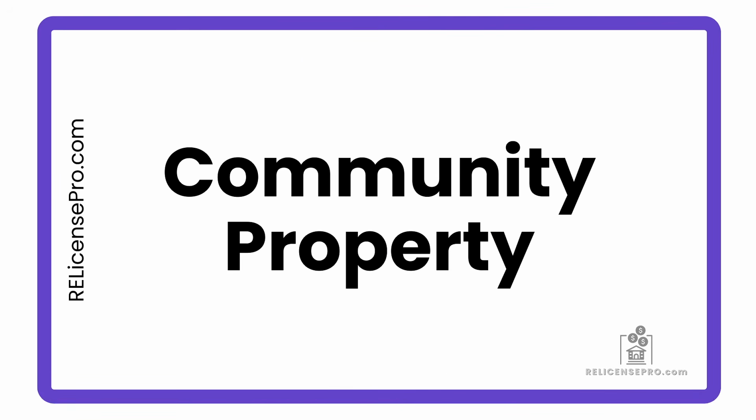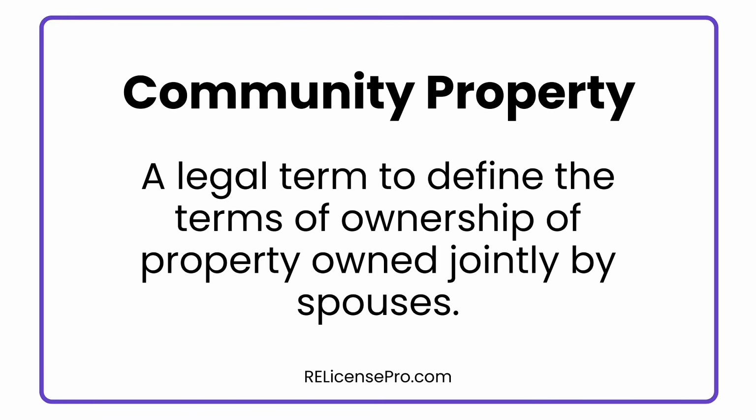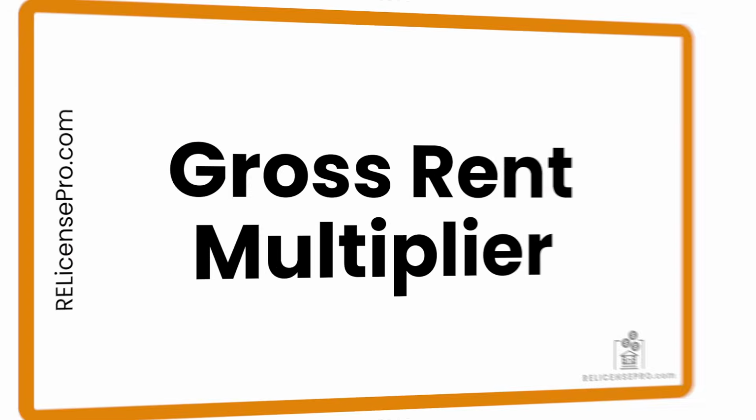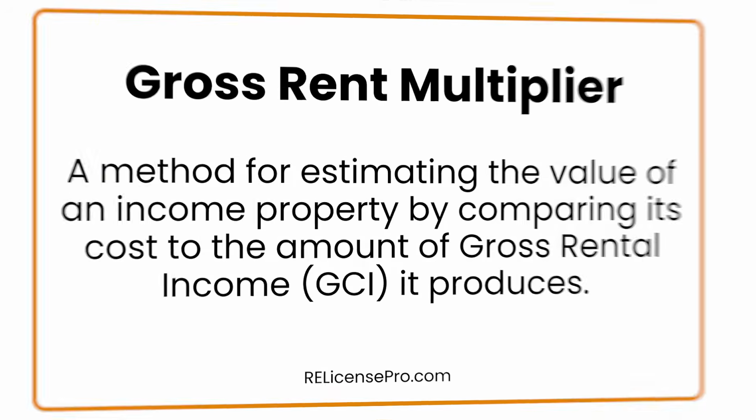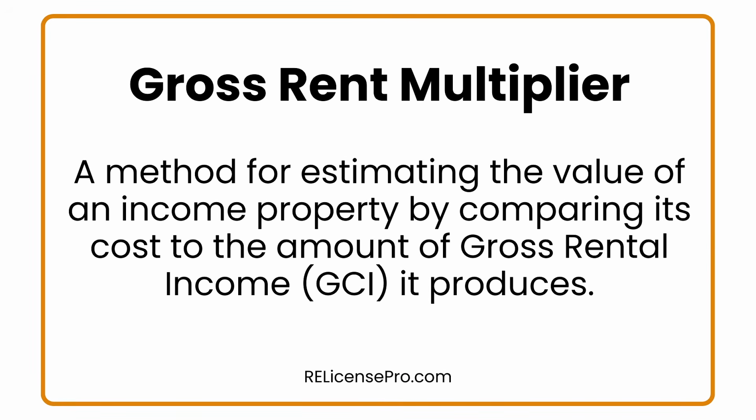Community property. Community property is a legal term to define the terms of ownership of property owned jointly by spouses. Gross rent multiplier. The gross rent multiplier is a method for estimating the value of an income property by comparing its cost to the amount of the gross rental income, or GRI, it produces.